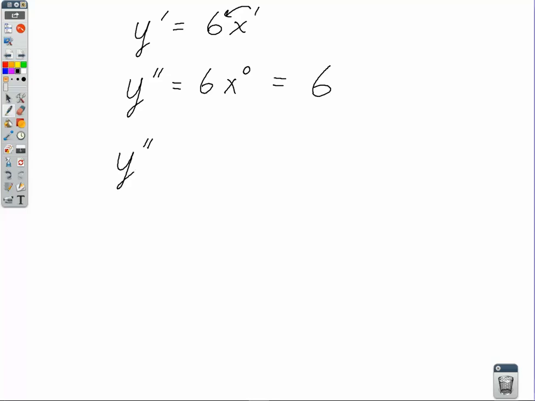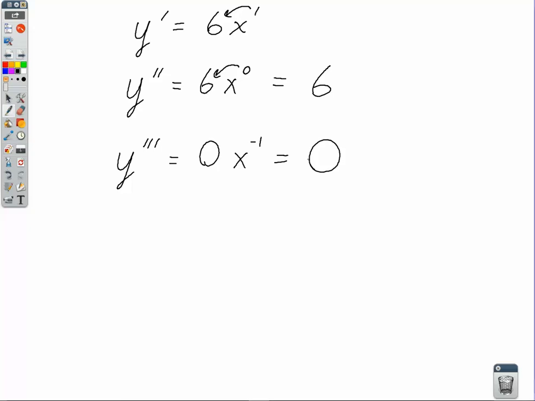And let's take the derivative again. This is the third derivative, y triple prime in that notation. And then again, 6x to the 0. The rule works the same. It's exponent times coefficient. So 0 times 6 is 0. x to the negative 1 now. But anything times 0 is 0, and we end up with 0.